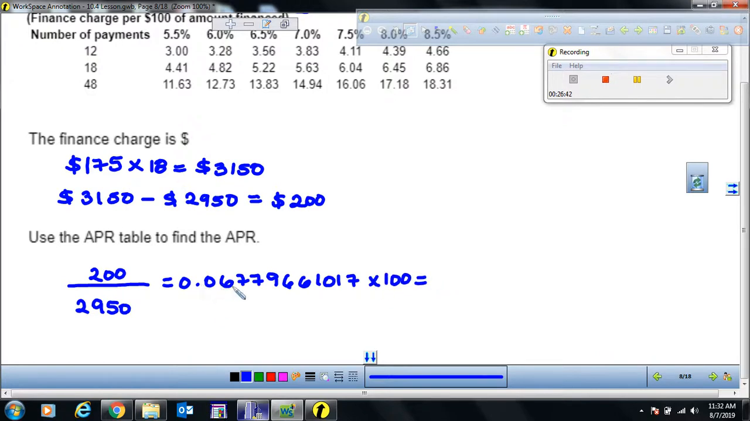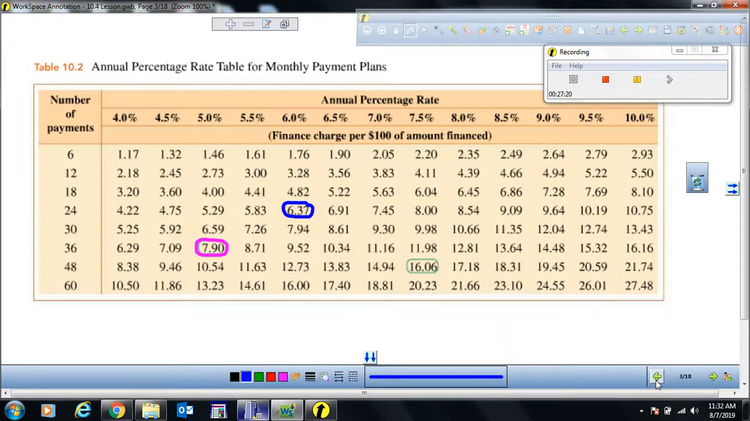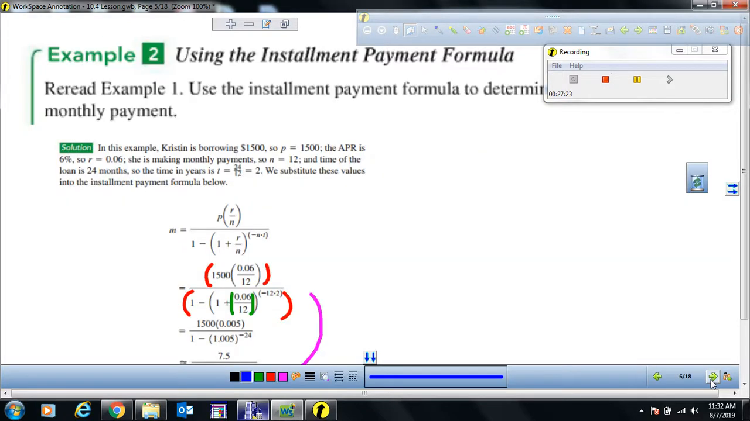So the decimal point is going to move twice to the right, and we end up with 6.779661017. Since this is supposed to be dollars, I'm going to round this to cents. Actually, I was going to round to just one decimal place, but the table actually has 2 digits. You can round to 1 decimal or to 2 decimals. Let me look at this one. Yeah, all of these have 2 decimals, so let's round to 2 decimals then.